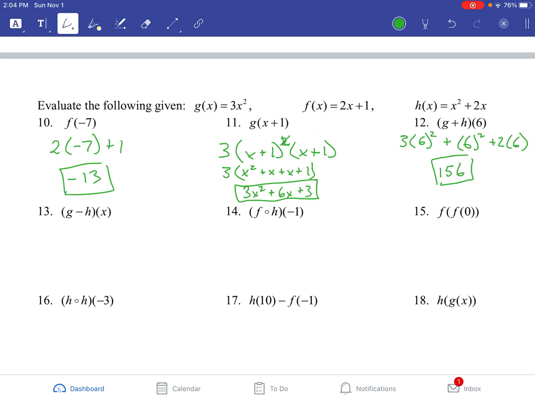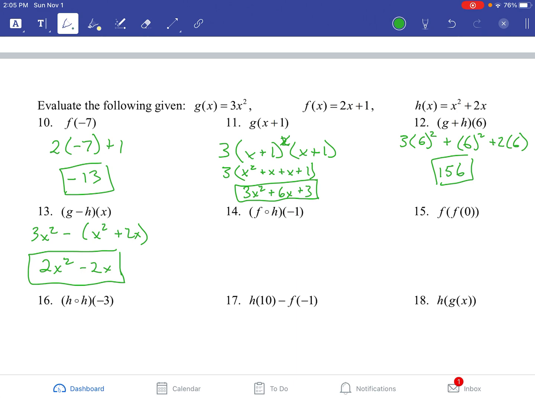All right. Now we have g minus h of x, which means the x is being replaced by an x, so you're not changing anything with the functions. You're just subtracting them. So 3x squared minus the h of x is going to be, you got to put this in parentheses because that negative sign is being distributed to all the terms in the h function, plus 2x. So 3x squared minus x squared is going to be 2x squared, and then negative times 2x squared is negative 2x. Or sorry, just 2x, sorry, no squared on that one. And that's it.